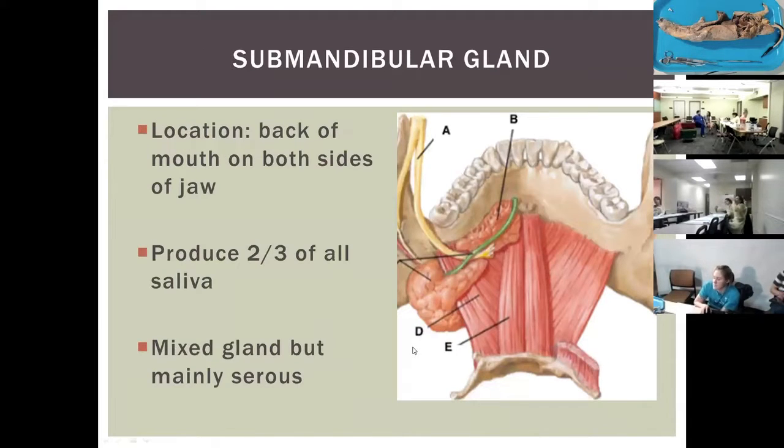So the next major salivary gland we're going to look at is the submandibular gland. So this is as if you have taken the jawbone out along with some of the muscles that make up the floor of the mouth, and you can see part of the submandibular gland is inside the jaw. Part of it you would be able to see from the other view of the jaw as well. So it's at the back of the mouth and on both sides of the jaw. Something interesting about the submandibular gland is it actually produces 2/3 of all the saliva that you make. This gland is mixed, so it has both mucus and serous cells, but it's mainly serous.